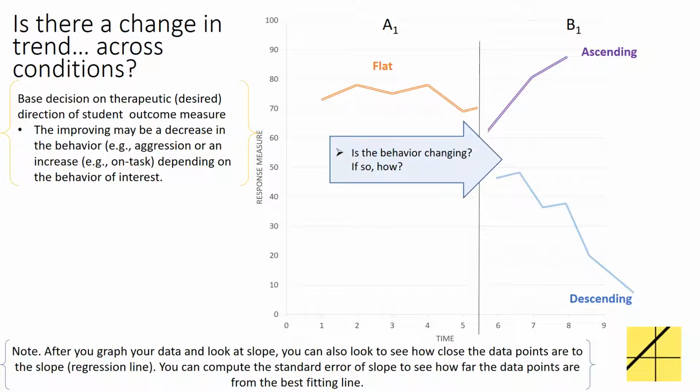When asking yourself, is there a change in trend across conditions, it is important to note the desired or therapeutic direction of the behavior of interest across the phase change, and note which condition of the intervention should and should not be in place, and examine treatment integrity to verify.